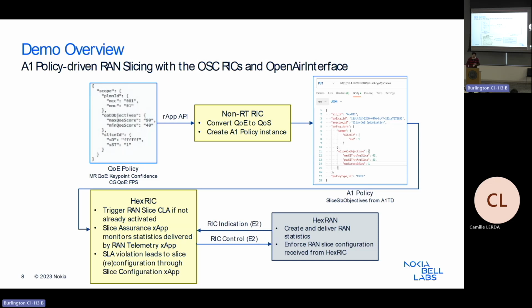The near-real-time RIC is going to trigger the slice closed loop automation if it's not already activated, and this sets off your chain where you send subscriptions, monitor statistics, and in case you detect any SLA violation, you try to meet your SLA requirements through the RIC control messages. And all of this finally comes down to the RAN, where you have a source of statistics, and we enforce slice configuration, right? Each time we change the policy, we can expect this loop to repeat, and that's what we'll showcase through the video.